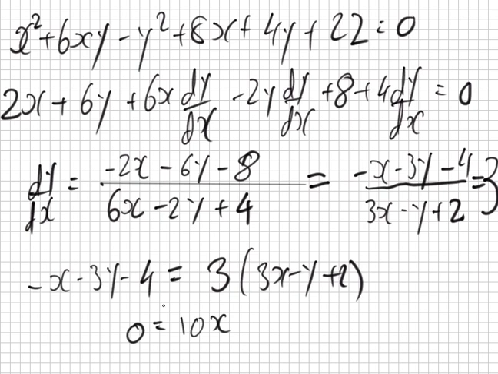Now this is really helpful, because here I get minus 3y, but here I have minus 3y, and they cancel. And that's so helpful, because now there's only one unknown. Here I get 6, and here I have minus 4. That's equal to 10x. So then x equals minus 1.